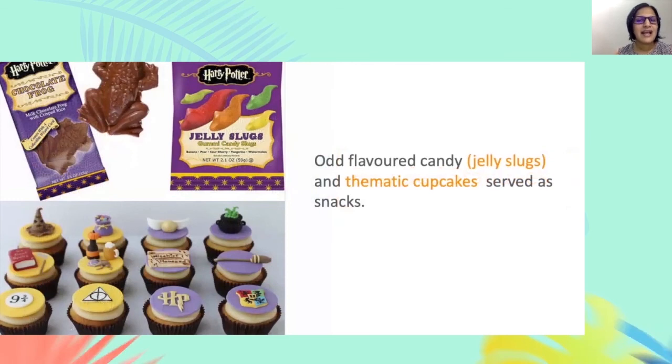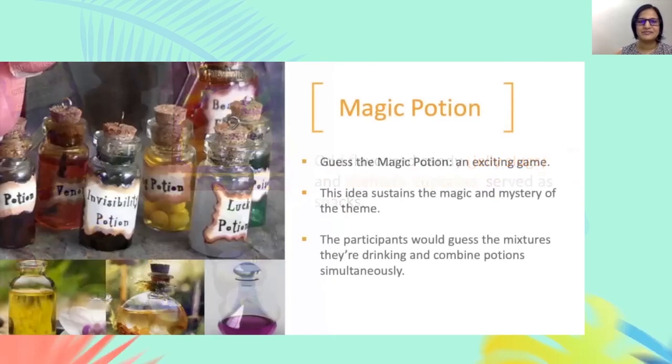Then we gave these elements like little chocolates. They have something called frog-shaped chocolates, or they had these thematic cupcakes, Harry Potter kind of cupcakes. So we had these little elements during the event, which added to the flavor. Then we had these magic potions. We had little glass bottles and we filled them up with little juices, which we called the potion of learning. And we gave it to all the people who had come over there as a feeling of excitement.